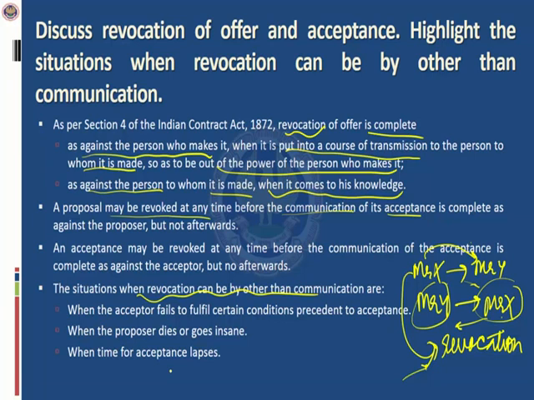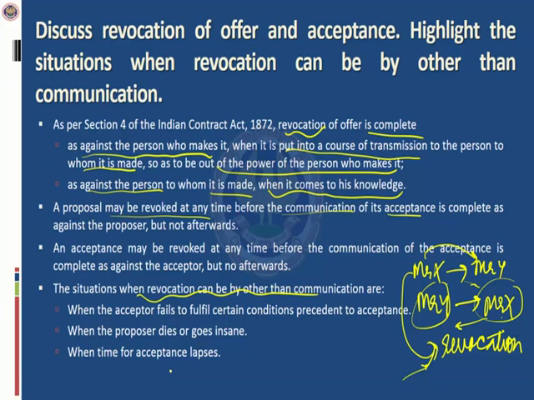Offer is revoked because it is not the duty of the legal heir to fulfill an offer, because offer does not have a legal standing. When the proposer goes insane, well, he's insane, he's of an unstable mind, he does not understand things in the same sense or in a proper sense, therefore he cannot fulfill any legal obligation, therefore the offer is automatically revoked by other than communication.